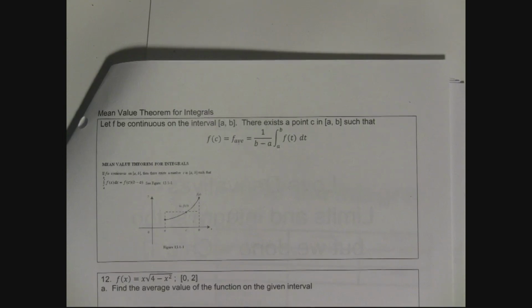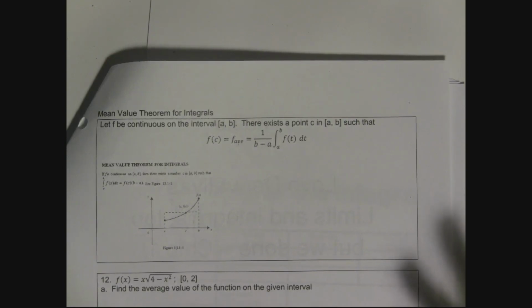And this is the mean value theorem for integrals. It said let f be a continuous function on a to b, and there exists a point c in the interval a to b such that f of c equals f average. And remember what f average equaled, which was 1 over b minus a times the integral of a to b of f of t dt, or f of x dx, whatever you have going there.